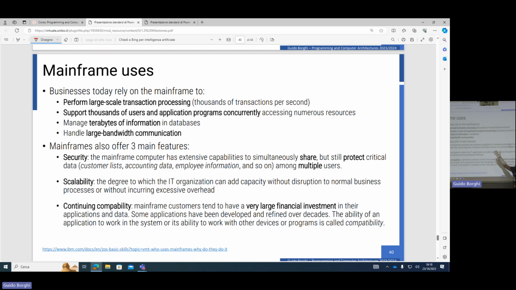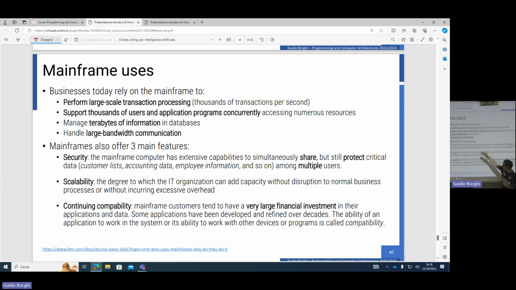Usually a mainframe is connected to one or more databases, storage applications in which there are all the data, terabytes of information, not gigabytes, but usually terabytes. So a very huge amount of data. Also remember, usually mainframes are connected through the internet network, for the users but also for the services, so they have to have the ability to handle large bandwidth communication.